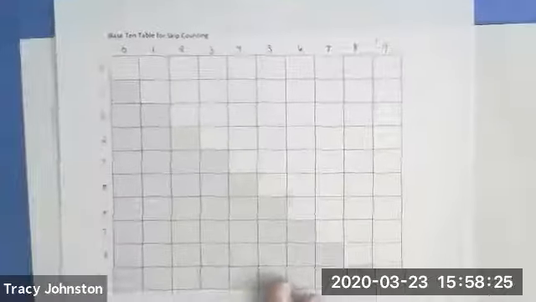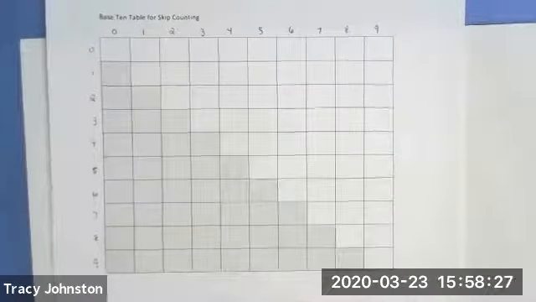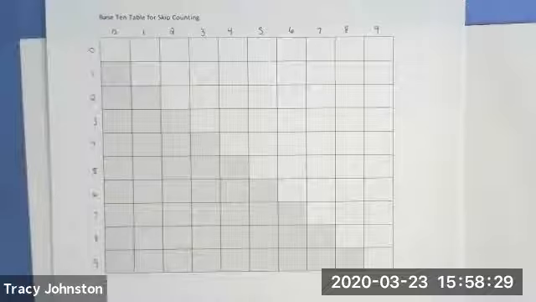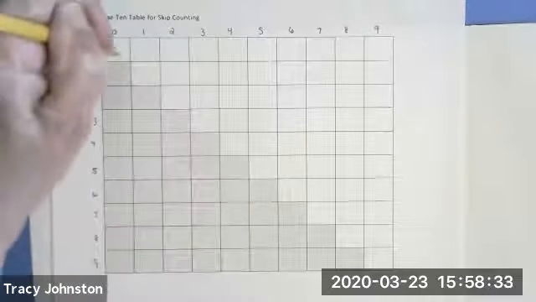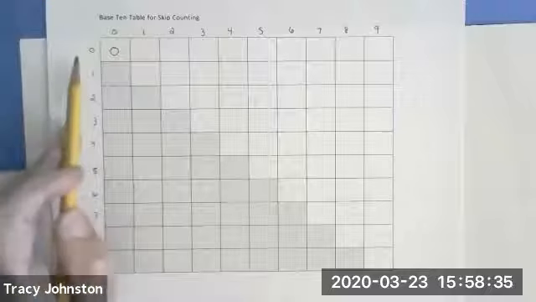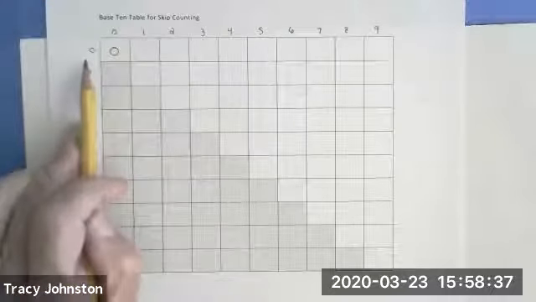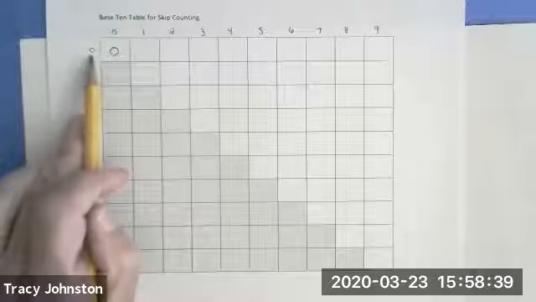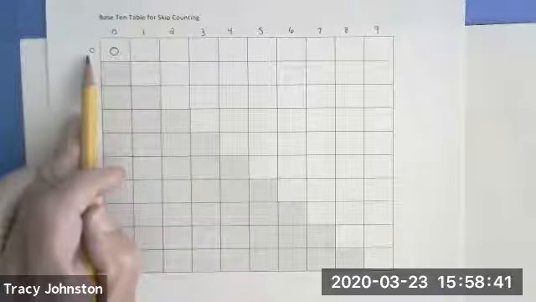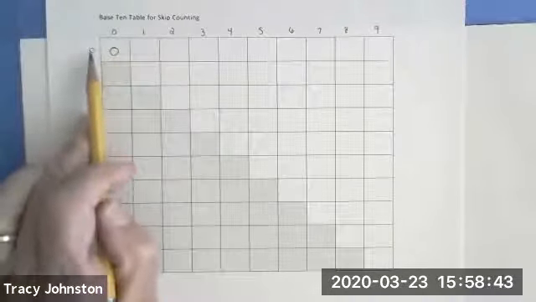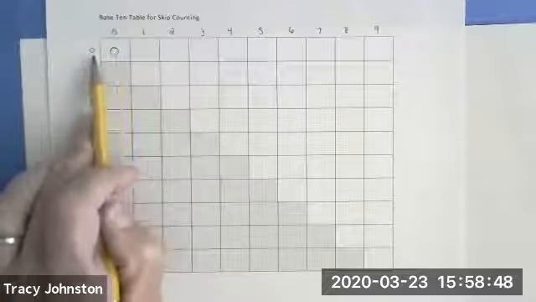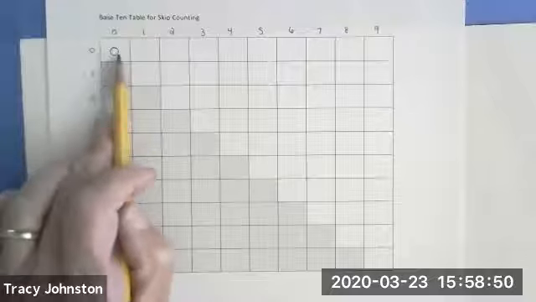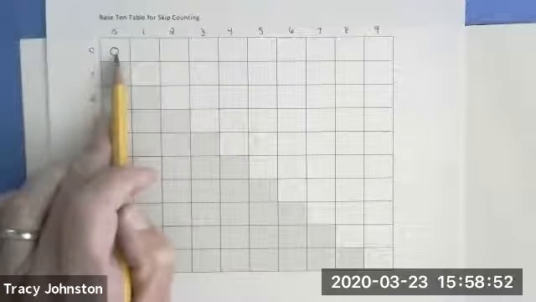So we have that done. Now, every row starts with 0. So we always start here with 0. Now, the row number here is telling you how much you're skip counting by. And we're going to use the idea of skip counting, which is you start with this number and you add this number to it to get the next number. So this isn't terribly challenging.